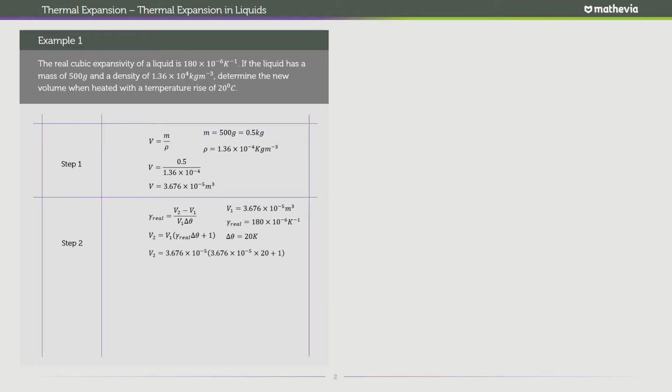And yes, you just go ahead and apply all of that to your formula. You should end up with your new volume as 3.69 times 10 to the power of minus 5 meters cubed.